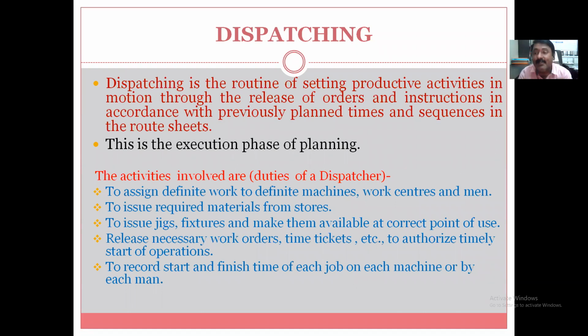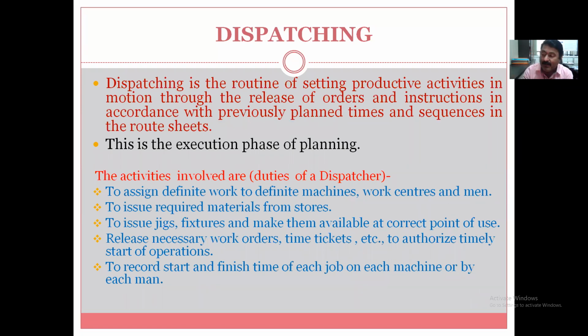For example, in a grinding operation, some grinding wheels are required, some cutting wheels, buffing wheels, polishing wheels, any single point cutting tools, separate carbide tools, and drill tools are required. Whatever is required, jigs and fixtures, issue them and make them available. Release the necessary work orders for starting the production.